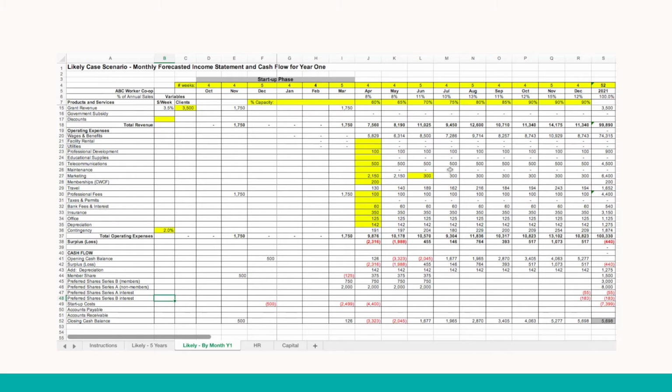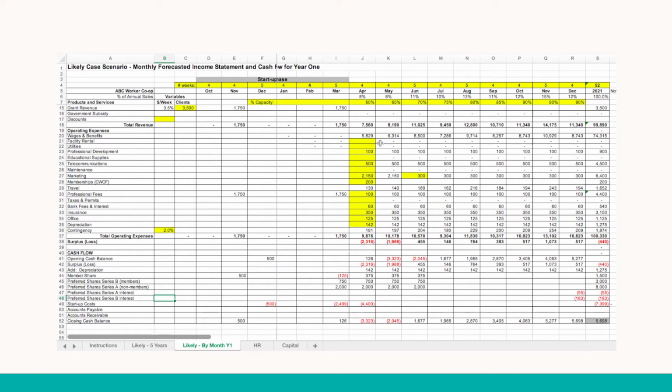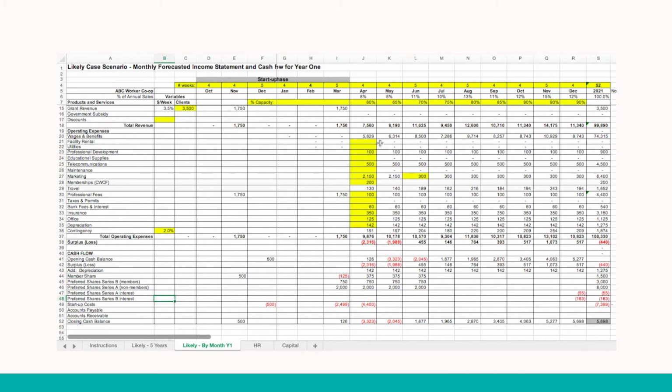So in this monthly financial forecast, you really want to focus on the costs and what exactly those costs are going to look like. So you can do direct research, and that's something that you can control.